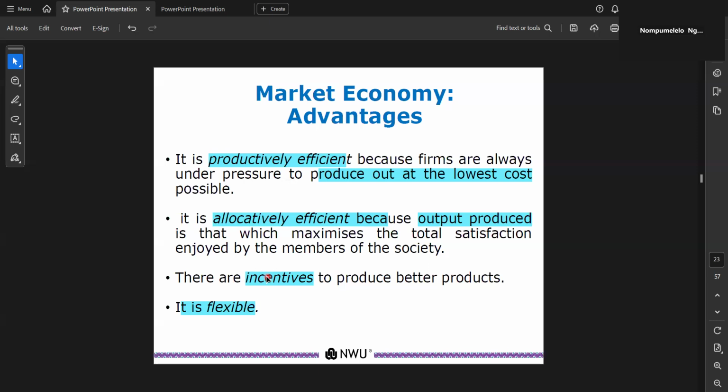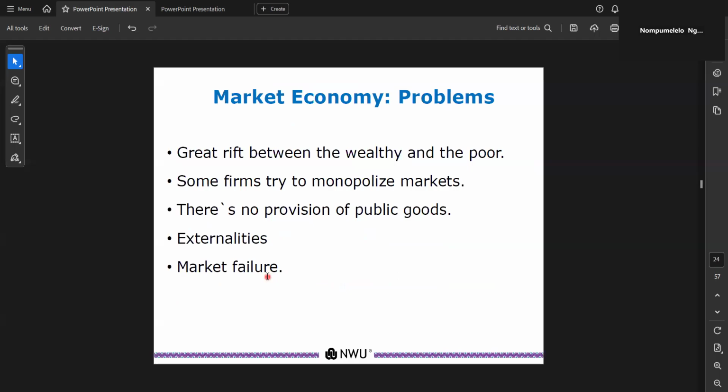They have an incentive to produce better products, meaning that if you produce better goods, you get more customers, which enables you to get more profits. It is also flexible, with easy entry and easy exit. The disadvantage of a market economy is that there's a great gap between the wealthy and the poor, meaning between people who earn high income and those who earn low income.